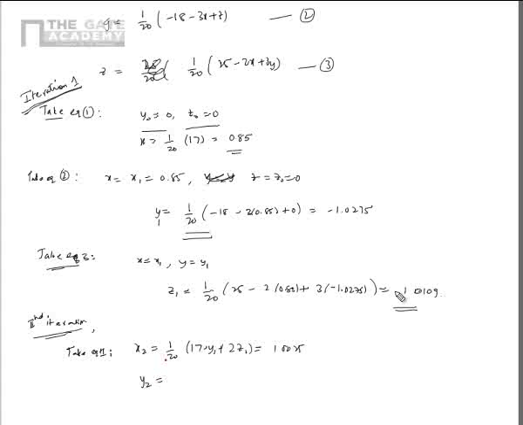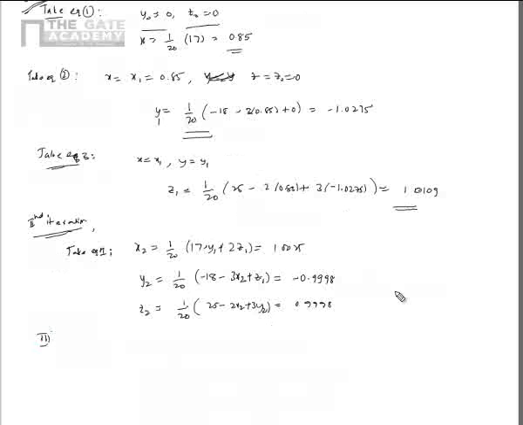Similarly, y2 will be 1 by 20 times 18 minus 3x2 plus z1, because z1 is the latest updated value. So this will be minus 0.99939 and 8. All this you have to check with the calculator. Now using the third equation, z2 is 25 minus 2x2 plus 3y2. So this value comes out to be 0.9998. So this is the second iteration.